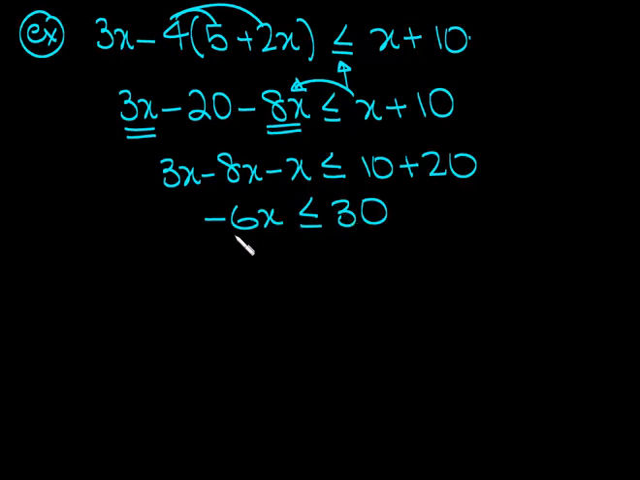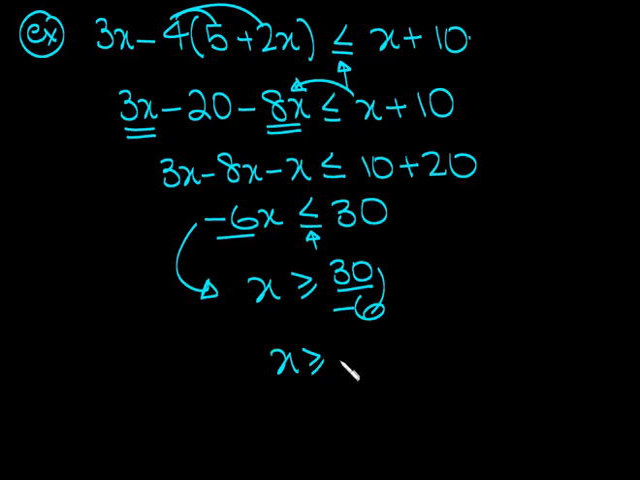So now we're going to divide both sides by negative 6. So we have to flip this inequality. You have to remember to do that. So x is greater than or equal to 30 over negative 6. We change the direction of the inequality here from here to here. So keep that in mind. And this can be reduced further. So we get x is greater than or equal to negative 5. So that's my solution to the inequality.